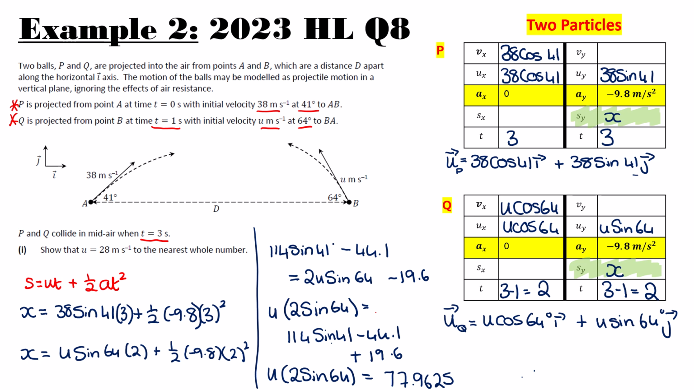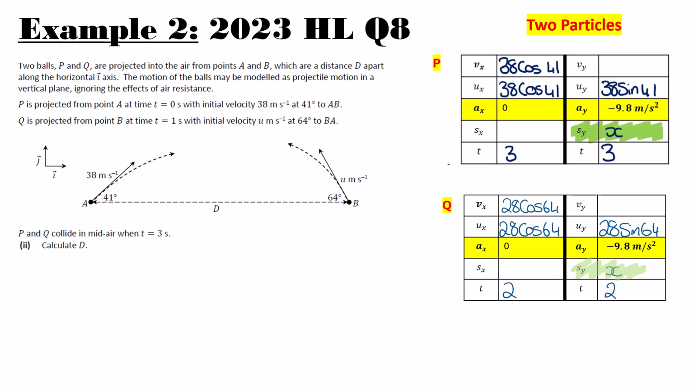No, sorry, that is actually 50.2907, and then we're going to divide that by 2 sin 64, and that gives us u equals 27.976, which is our approximate 28 meters per second, which is what they asked.